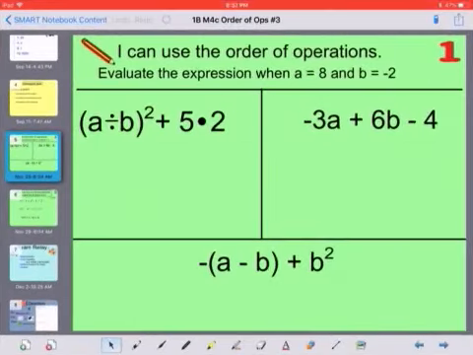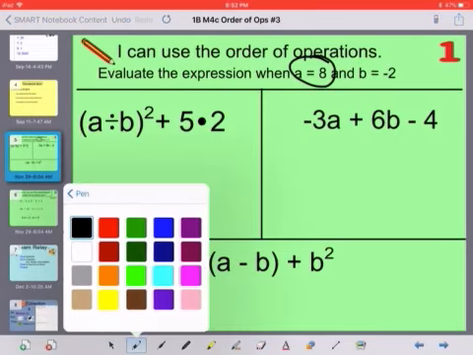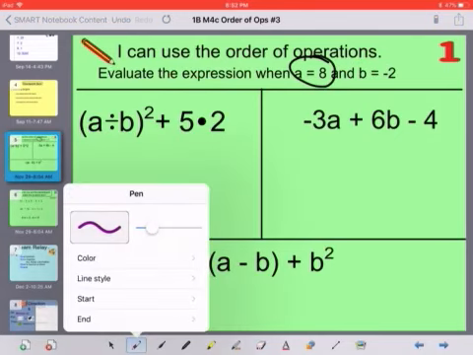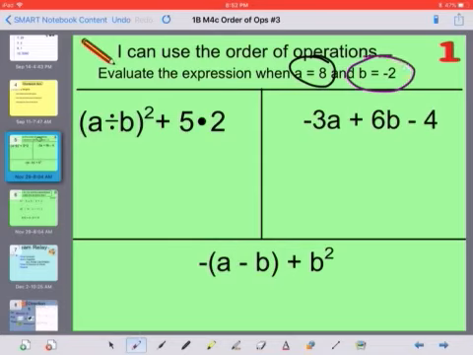All right, good morning. Today we are doing lesson 4C, Order of Operations number 3. First we're going to be evaluating expressions using the order of operations when we have a couple of variables. A is going to be 8 and B is going to be -2. So anytime we see the letter A, we're going to plug in that 8, and anytime we see B, we'll plug in -2.